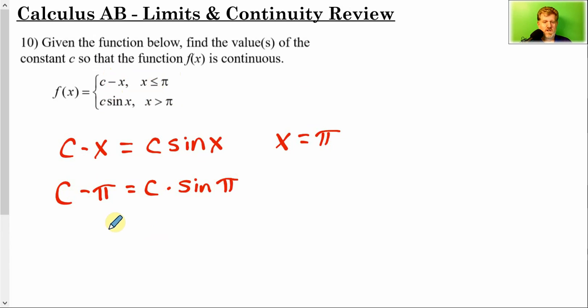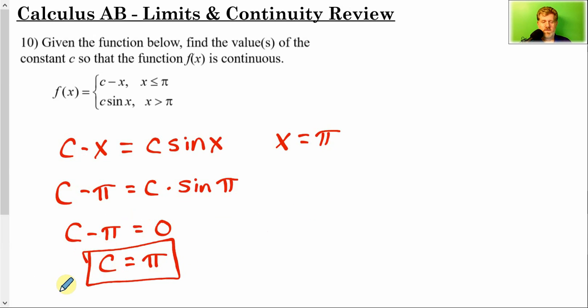All right. Do you remember the sine of pi? It is 0. Sine of 0 is 0, and pi is 180, so it's another 0. So that means c equals pi. So if c equals pi, the function is continuous.